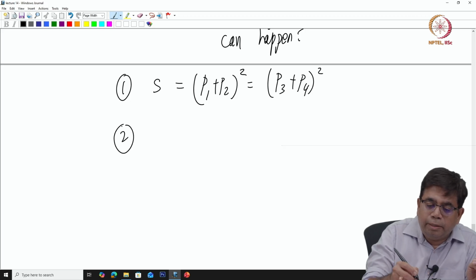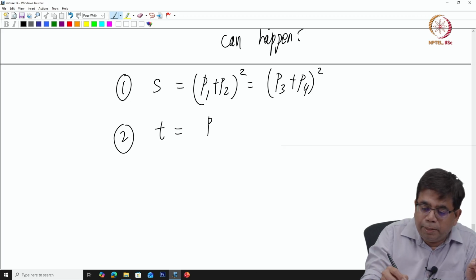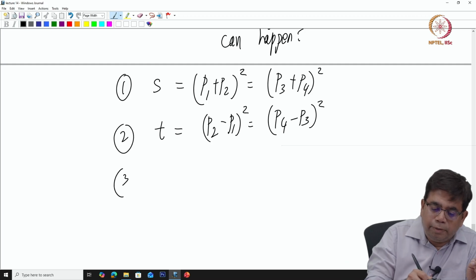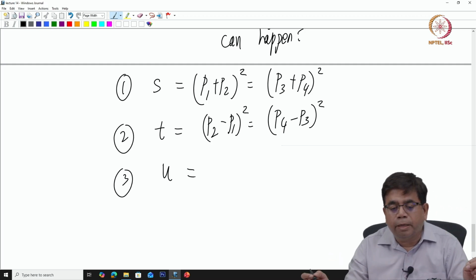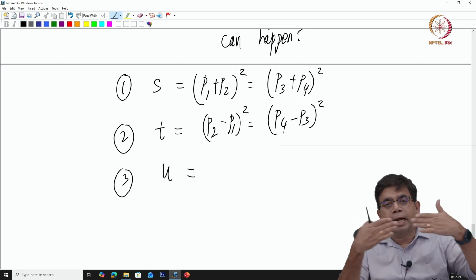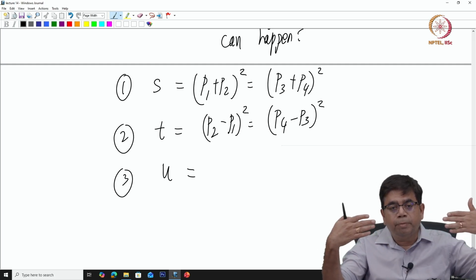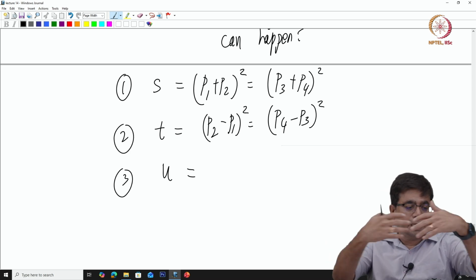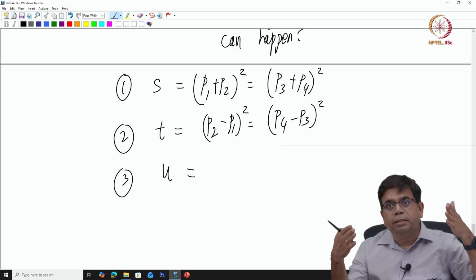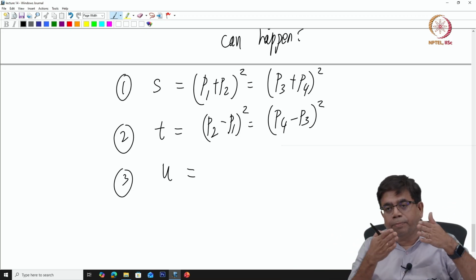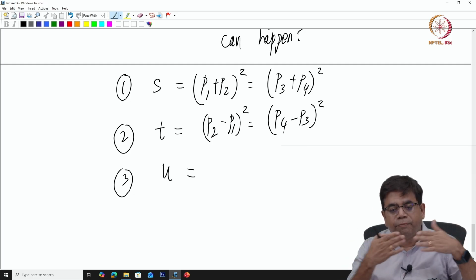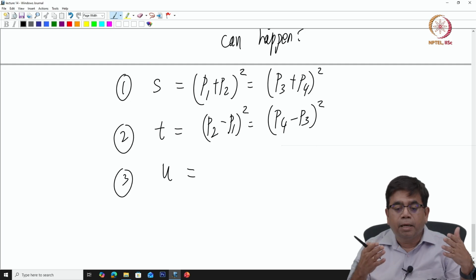The second one is T, that is (P2 minus P1) whole square, or (P4 minus P3) whole square, and the third one is U. In the first case, when they scatter, the momenta of these particles are so aligned that they add up with each other, and the scattering happens. In the second case, only the difference in the momenta plays a role. The only possibility is that the difference between the two momenta really makes a difference and will play a role in the scattering.